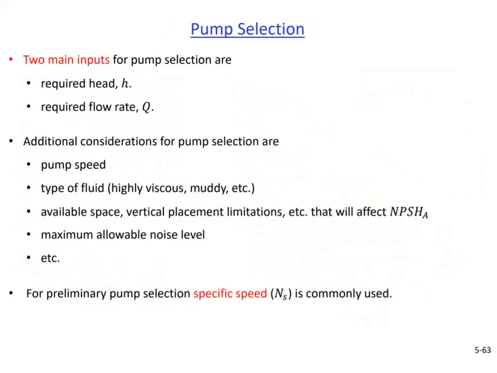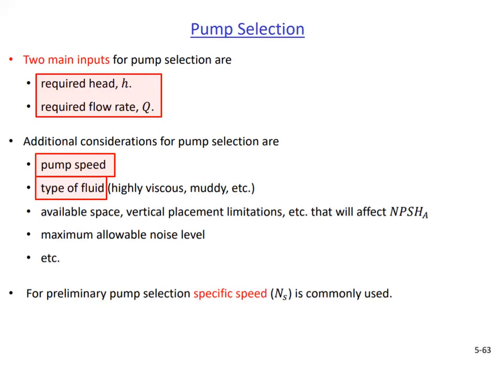In selecting a proper pump for an application, the most important inputs are the head and the flow rate. Then comes the speed, fluid type, available space, allowable noise level, and other minor details. We start by calculating a specific speed and first decide on the pump type. After that, we try to select the most suitable pump by examining what different manufacturers offer.